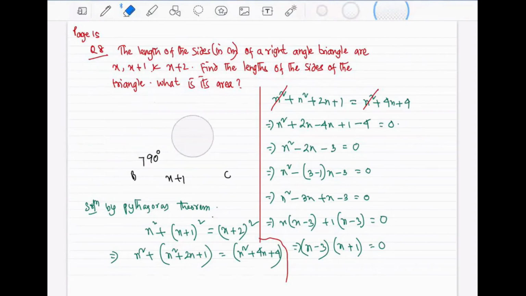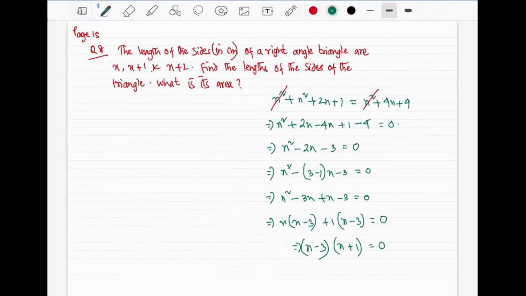Okay, we will continue it here. Now we will assign x minus 3 is equal to 0, or x plus 1 is equal to 0. We're putting these two factors separately equal to 0, right? From the first one, we're getting x is equal to 3. Second one, x is equal to minus 1.